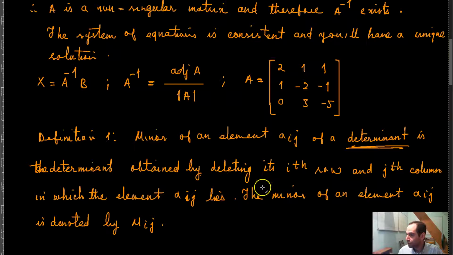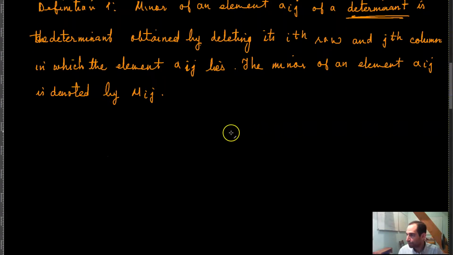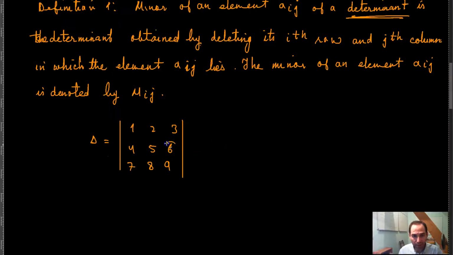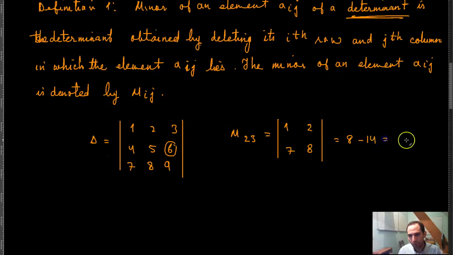For example, if you have this determinant delta equal to 1, 2, 3, 4, 5, 6, and 7, 8, 9, and you want to find the minor of the element 6, which is M of 2, 3, that is equal to the determinant you would get by deleting the second row and the third column, and you would get 1, 2, 7, 8, which is equal to 8 minus 14, which is equal to -6. So this is the minor of an element A of ij of a determinant, right?